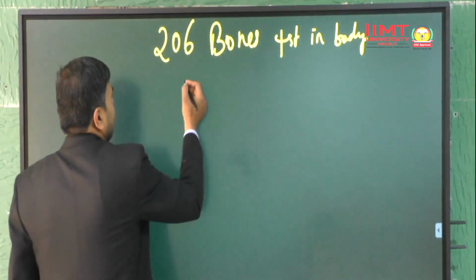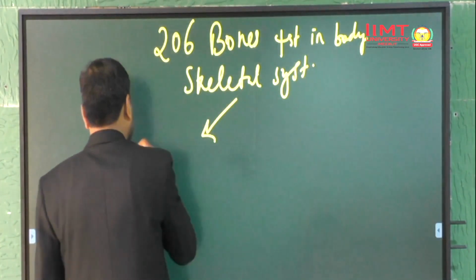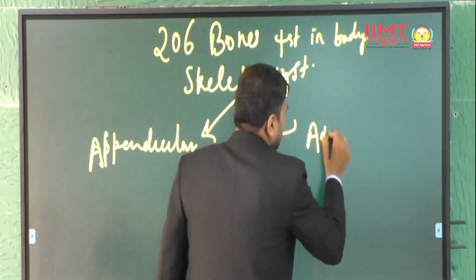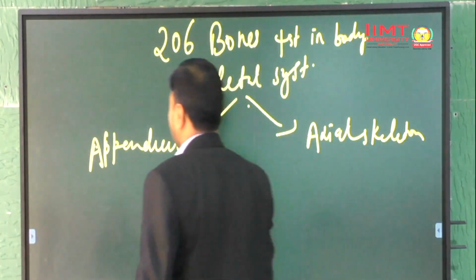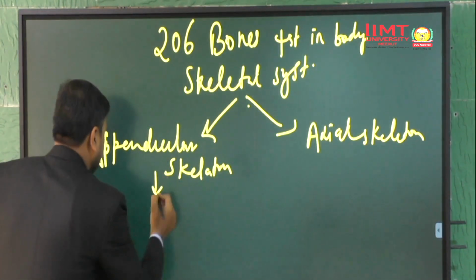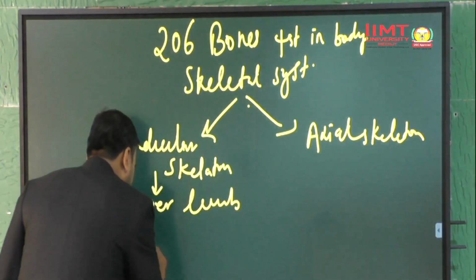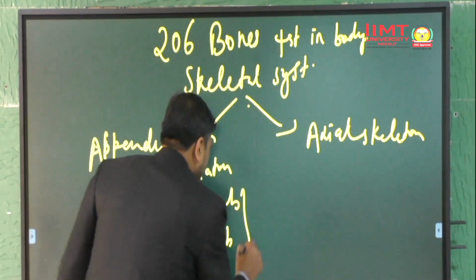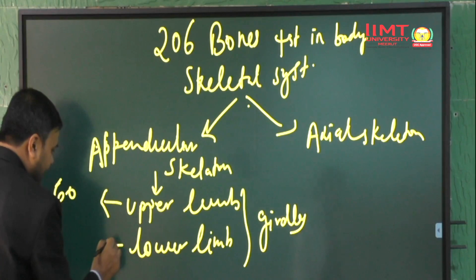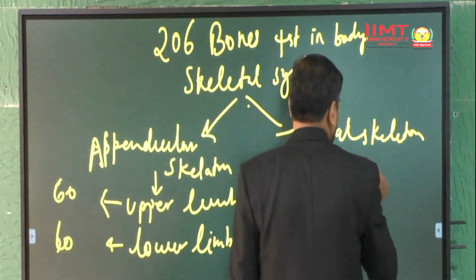We are talking about the musculoskeletal system. The skeletal system is divided into two parts: appendicular and axial skeleton. The appendicular skeleton is made up of the upper limb, lower limb and girdles. Clear? The upper limb has 60 bones, the lower limb has 60 bones, and the girdle has 6 bones. The axial skeleton is made up of 80 bones.